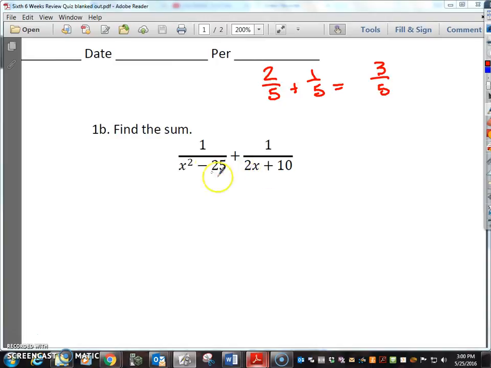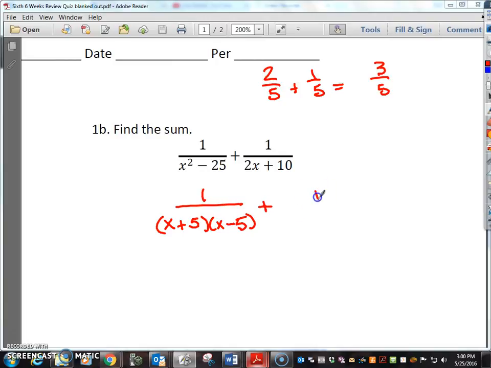So these two are not the same. I have to make them the same. I have to find the LCD, lowest common denominator. So before I do that, I have to factor them to see what factors they share. So I can rewrite the bottom. Again, I have a difference of squares. So it's going to be what? X plus 5 times x minus 5.